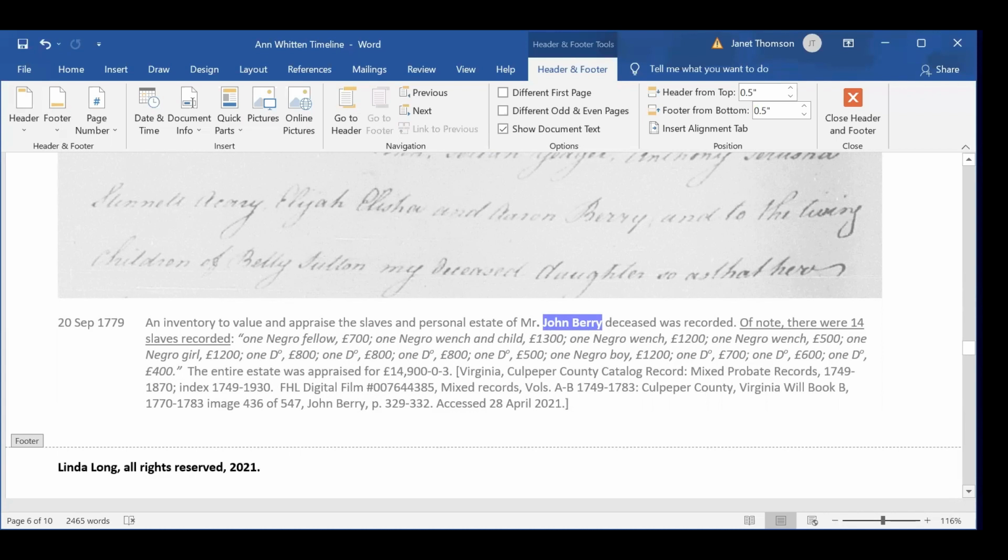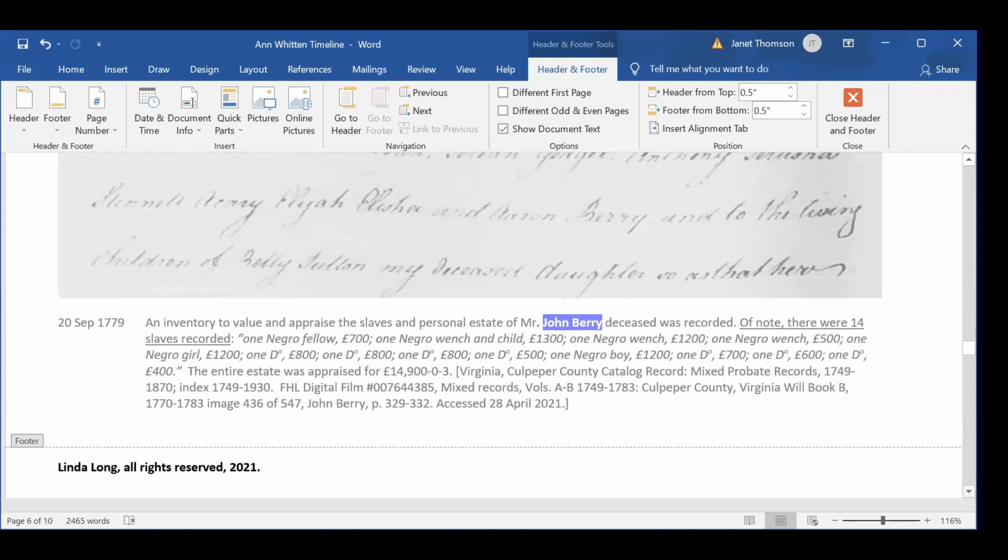Yeah, and this one was interesting. This was the slave owning family. So they had what? Wow, they had 14 slaves. Yeah. And the entire estate was appraised for 14,000 pounds. Wow.